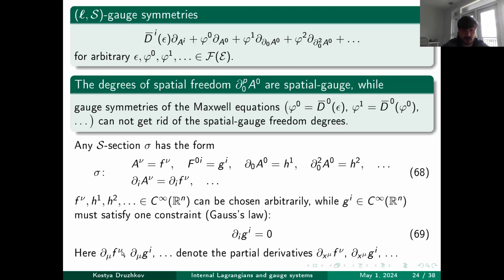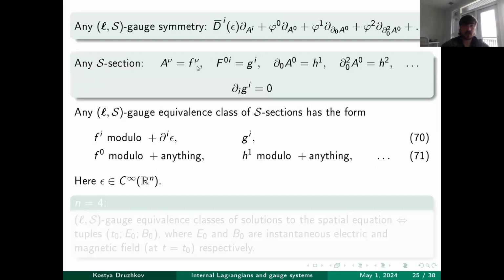So d mu f nu are real, literally they are partial derivatives, while this is not literally partial derivatives. They are coordinates. So any LS gauge symmetry has this form, any section has this form, the corresponding form, and any LS gauge equivalence class of S sections has the form 1771, right? If we deal with S sections, then we cannot consider something like derivatives of, say, a di of a nu and so on, because we already deal with sections. They should be functions of coordinates on our base manifold already.